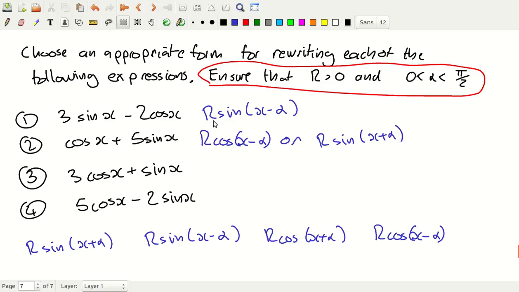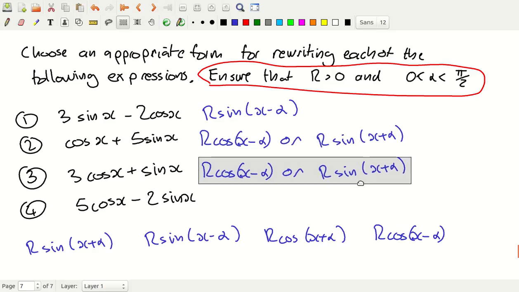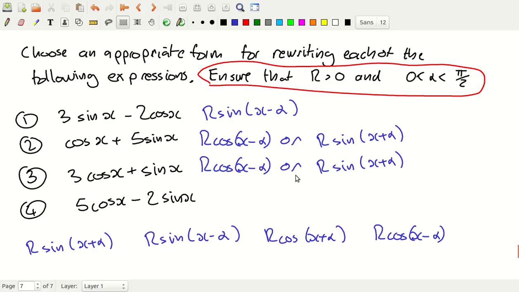So when you have a sum, you have 2 choices. In fact, for number 3, you have exactly the same 2 choices, so I'm just going to copy that down there. And finally, for number 4, the one you would need if you wanted a positive value of r and an acute value of alpha would be r cos(x plus alpha), which is that one there. So there you have it.